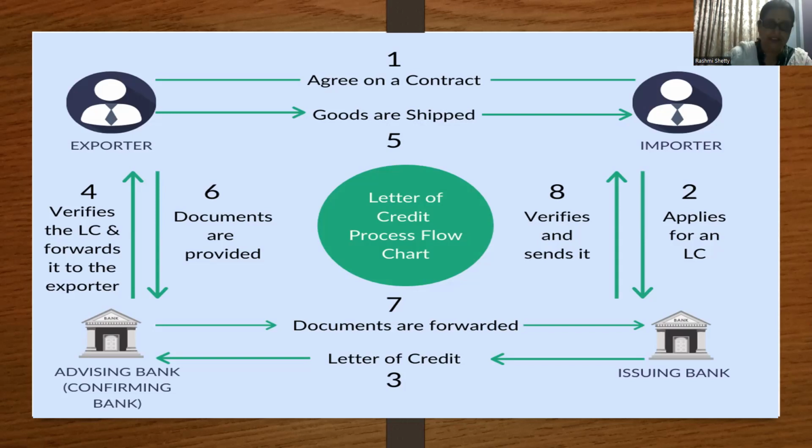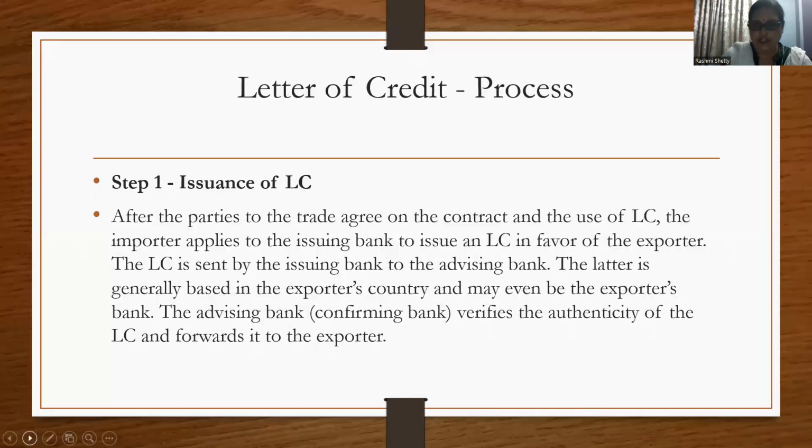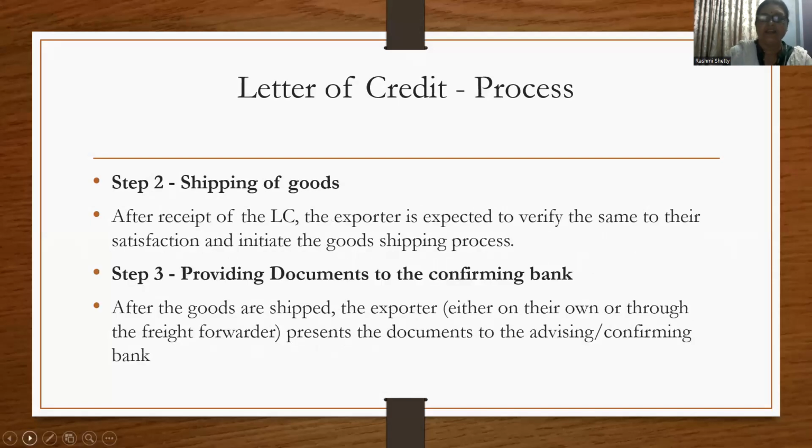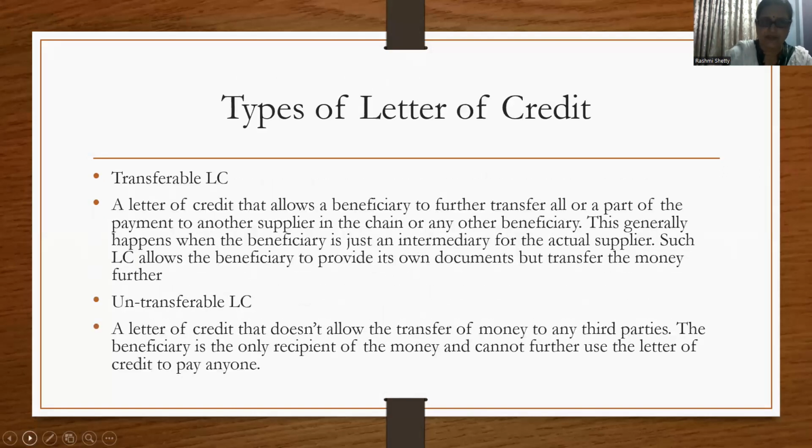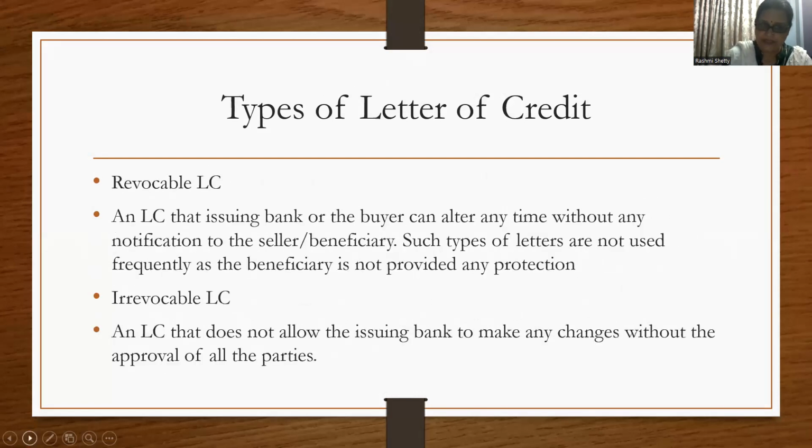So normally in the international market, the method of payment that is used is the letter of credit. These are the steps: issuance of LC, then shipping of goods, providing documents, and settlement of the payment. There are various types of LCs. One is called a transferable LC. The other is a non-transferable LC, which cannot be transferred. A revocable LC is one which can be cancelled at any time. An irrevocable LC cannot be cancelled.